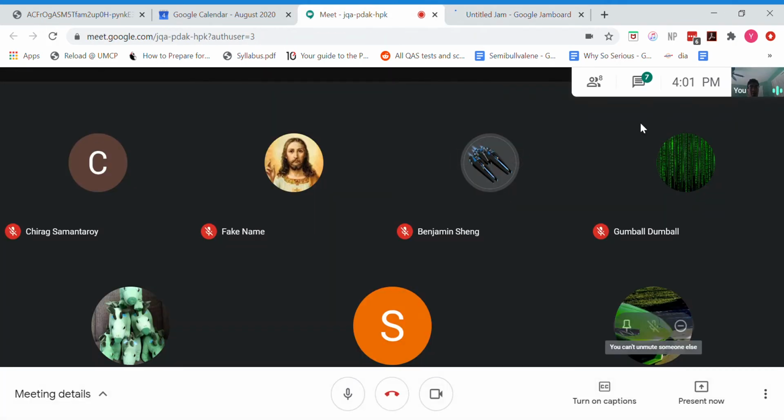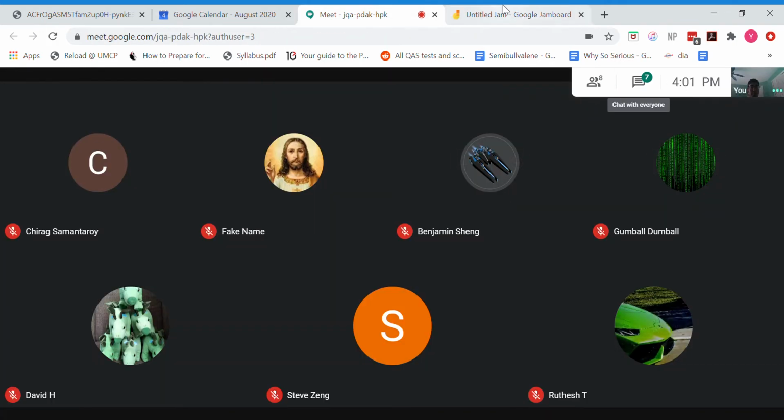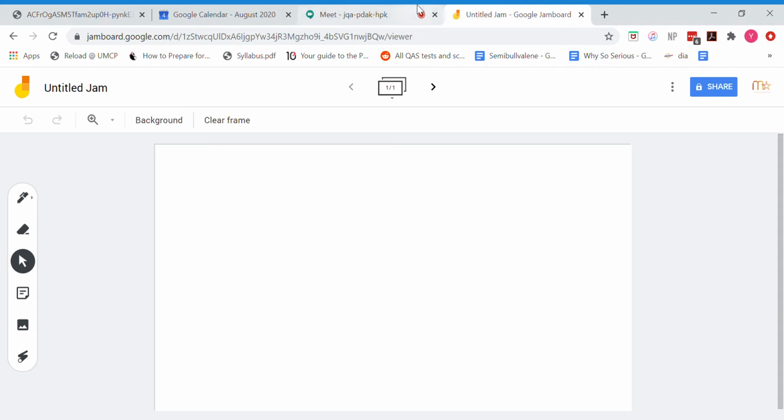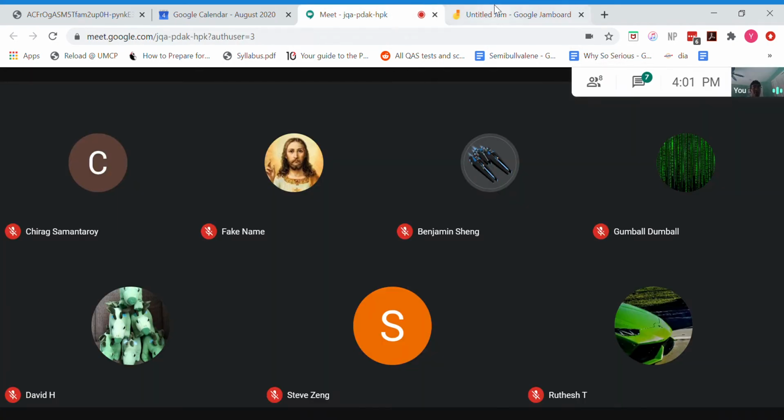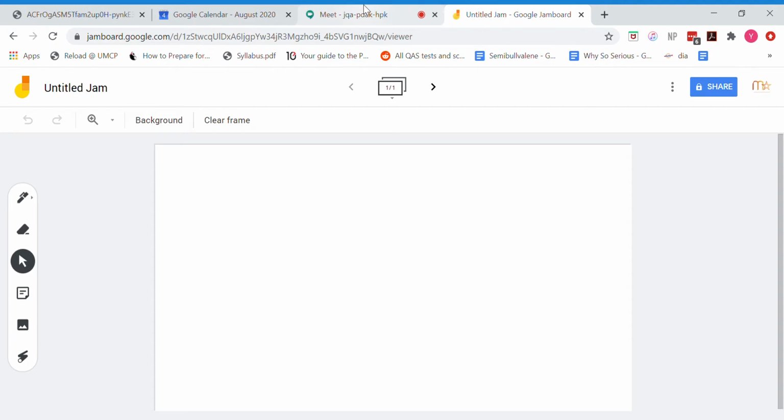I also changed the timing of the class. Last week we had 4 to 5, but we didn't quite get through the handout, so I changed it to 4 to 5:30 this time.